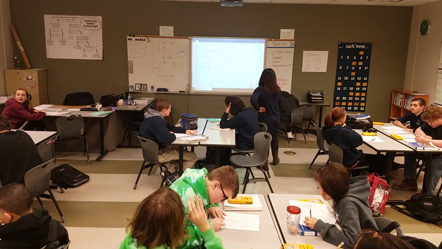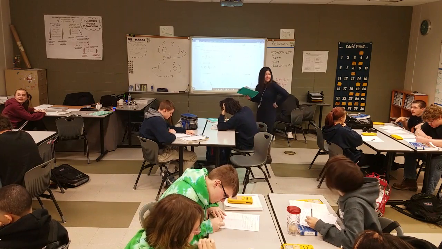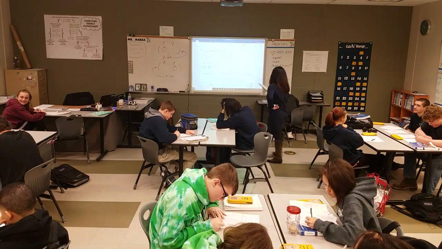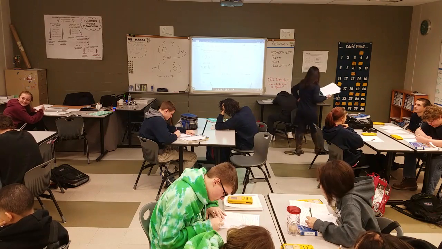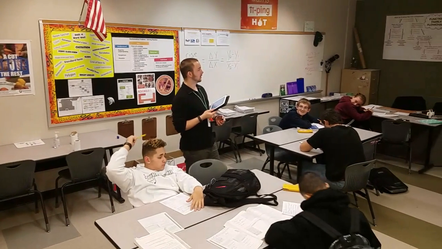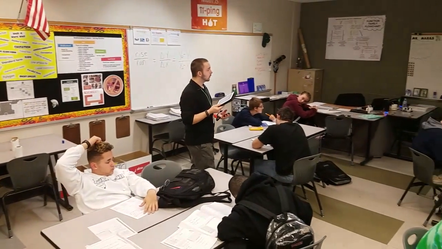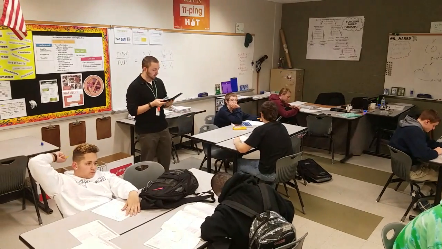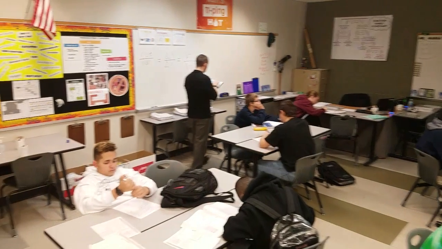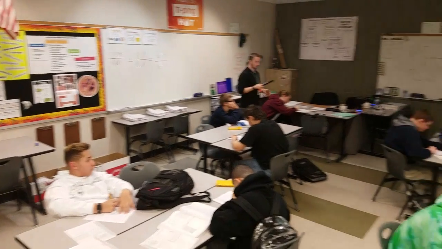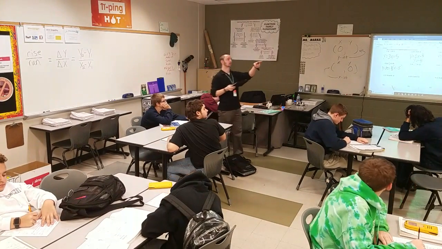Number 5. What do I have? Hunter, what do I have? You have a point and you have a slope. I have a point and I have a slope. Okay. So, what form am I going to use? Point slope form. So, that should look like what? Well, let's look over at the board.